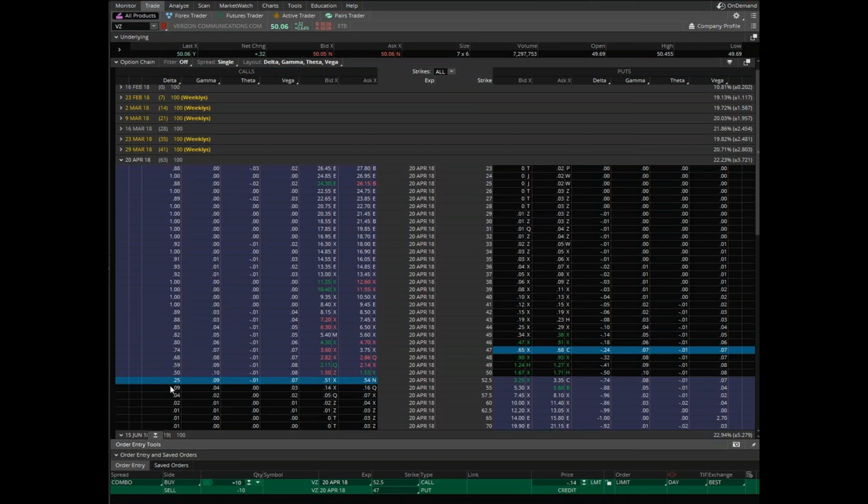Now, one thing I want to go back and mention is picking the right strikes on this. That's really what this has to do with when we're picking the right strikes in an underlying.